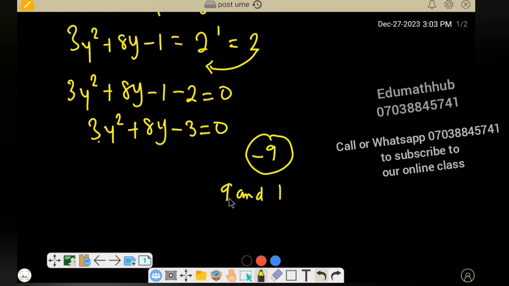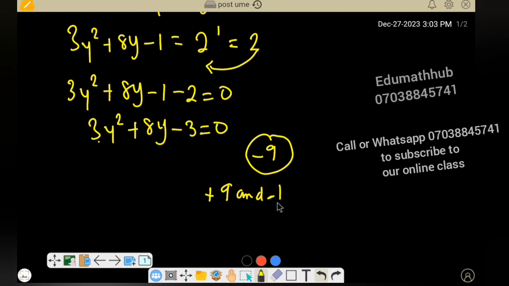So 9 is the bigger number, so it's going to take a plus sign. I'm going to take a plus because the middle term here is plus. Then this one is going to take minus. Why? Because plus times minus is minus. So you give the bigger number the sign of the middle term, which is plus, then plus times minus goes to the smaller one. So you don't write 8y again. You're going to write 9 and 1 there.